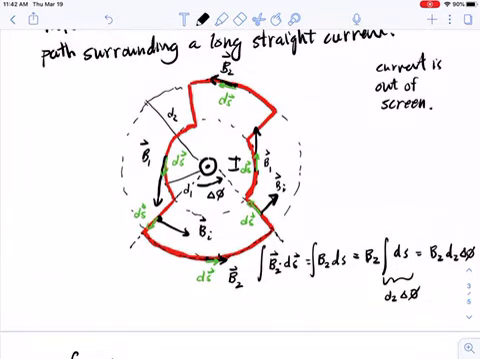Okay, over here, we're going to get the same kind of result, but maybe this time the angle is, say, delta alpha. And so if for this segment we evaluated B2 dot ds, what we're going to end up with is B2 d2 delta alpha.